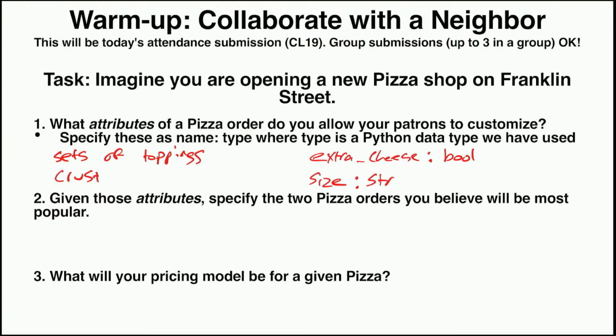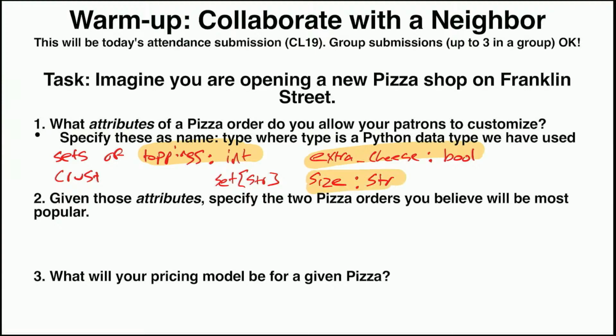For sets of toppings, how would you imagine that as a Python data type? I feel like maybe a string, or like an int of the amount of toppings you want. So an int is one way of looking at this. You could imagine doing a set of strings, but I really like these. So toppings, maybe as an integer, extra cheese as a Boolean, size as a string.